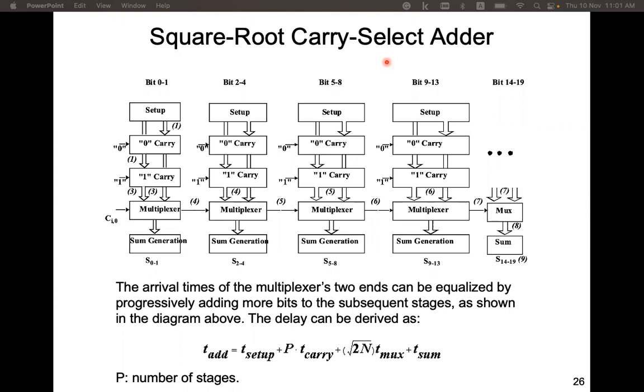So any questions regarding this carry slide adder? Well, the basic idea is simple. We divide the whole adder into a number of stages. For each stage, we don't wait for the carry in; we calculate the carry out assuming both possibilities of the carry in. So no need to wait for the carry in. That's the key idea.